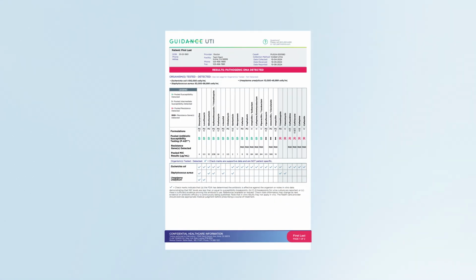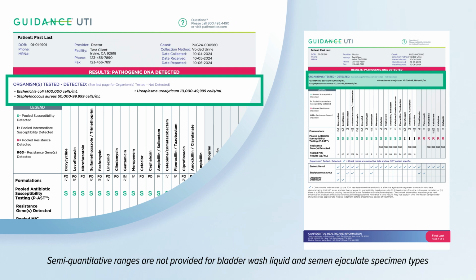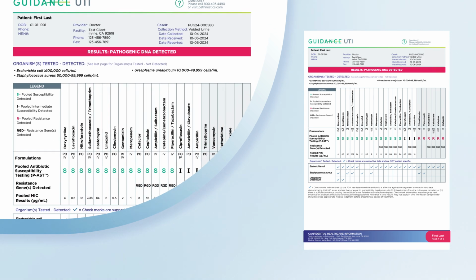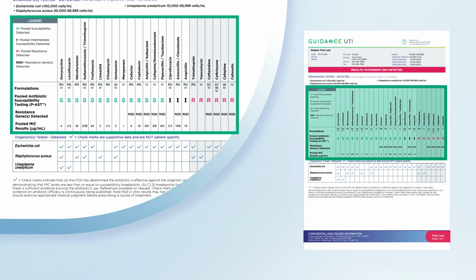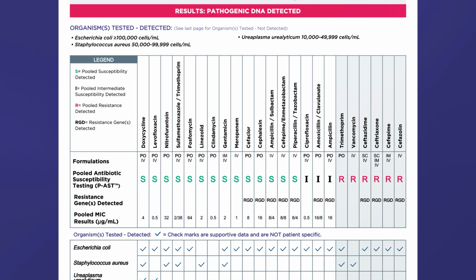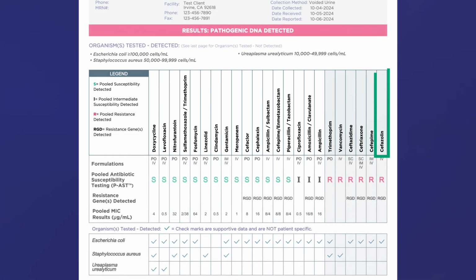Let's take a look at a report to illustrate the clinically relevant information you will receive. First, the specific organisms identified by PCR in the urine sample are listed with semi-quantitative values in order of concentration. The next section provides the susceptibility and resistance gene results. Guidance UTI and Guidance Prostatitis incorporates several pieces of information and orders the antibiotics from left to right based on these factors to simplify reading the report as you make your treatment decision.